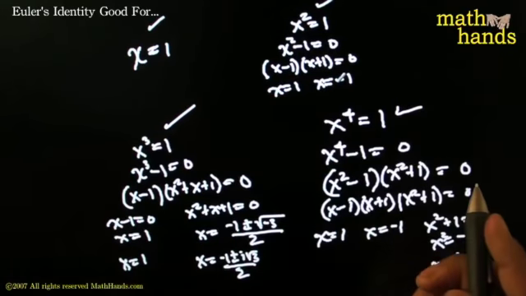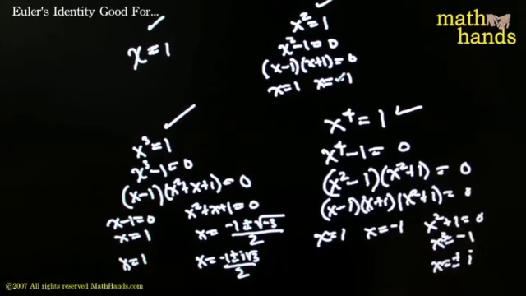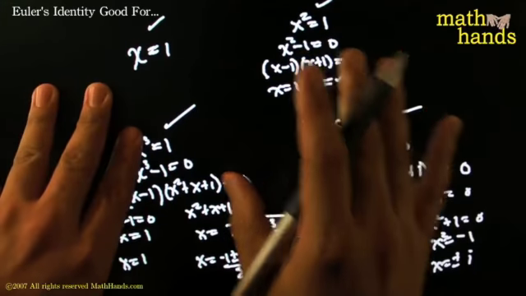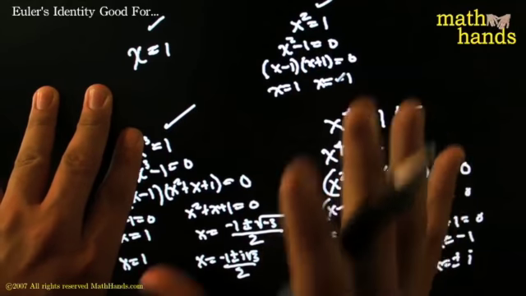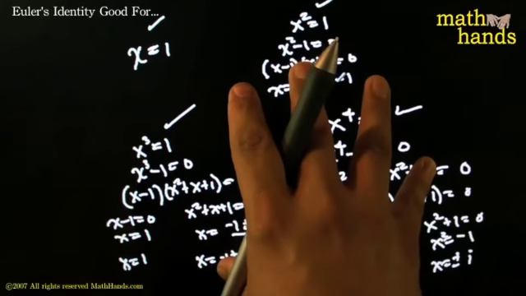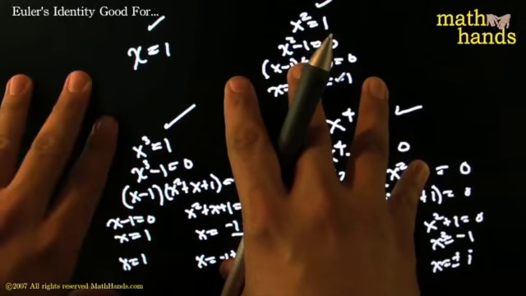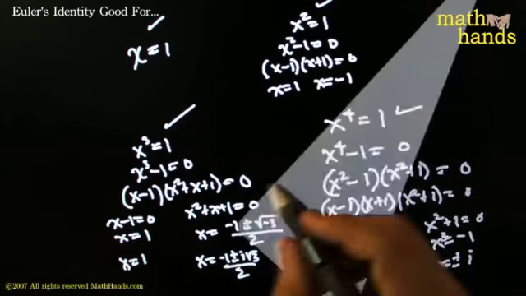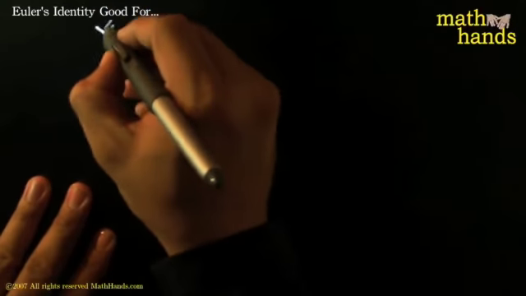So this one you could solve easily, x equals 1. This one you could solve easily by using quadratic formula. Negative 1 plus or minus the square root of negative 3 all over 2. I know I did that really fast. Sorry, I can't help it. x equals negative 1 plus or minus i times the square root of 3 all over 2.